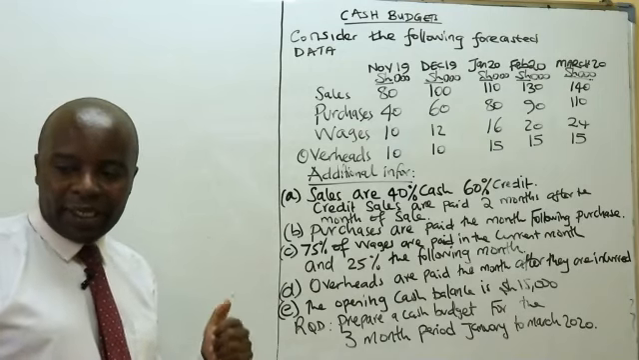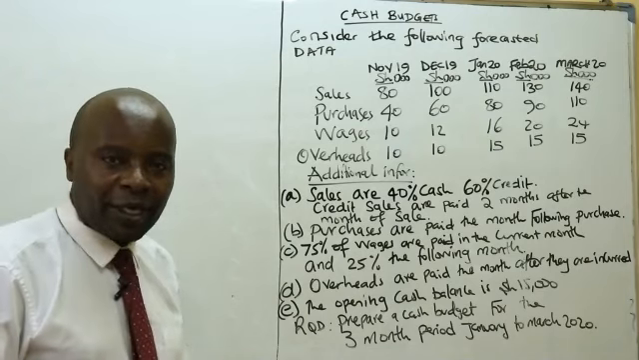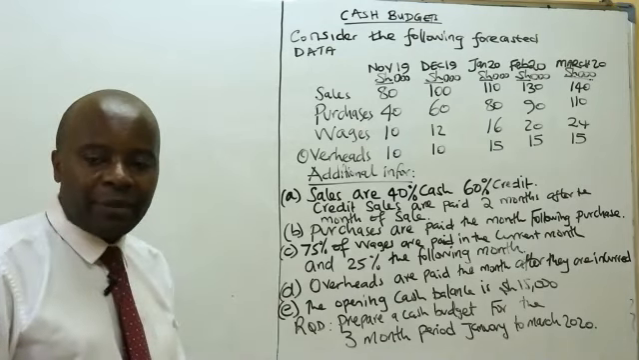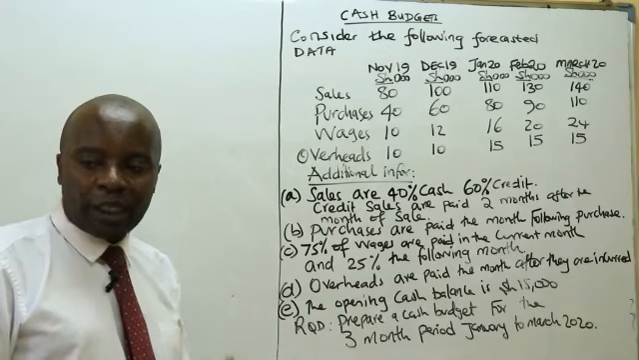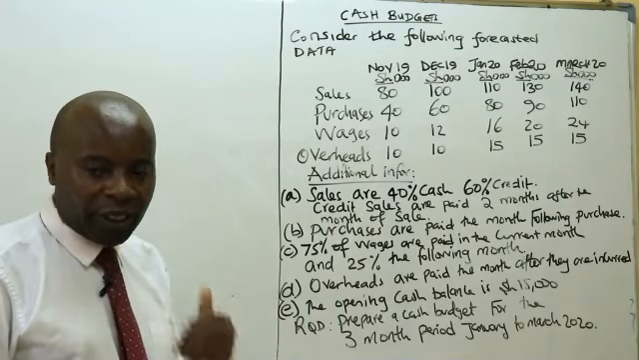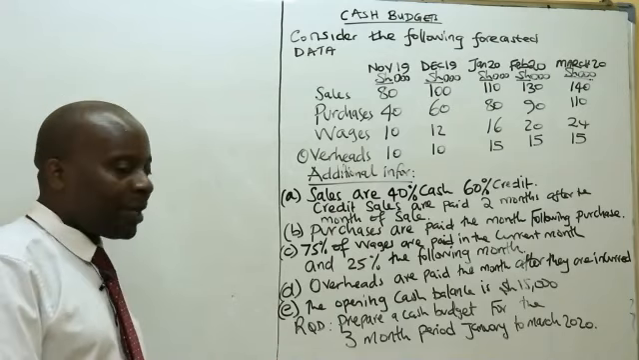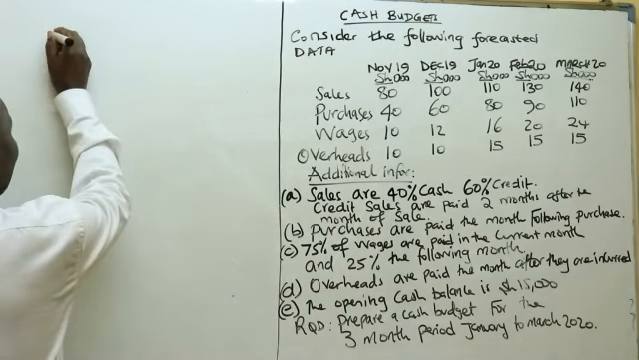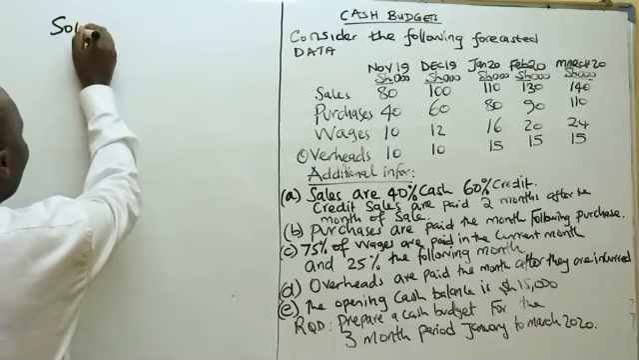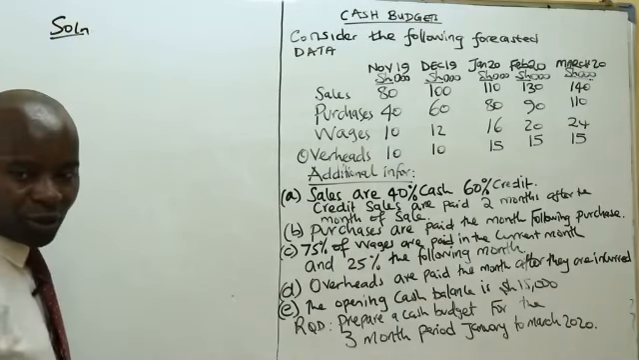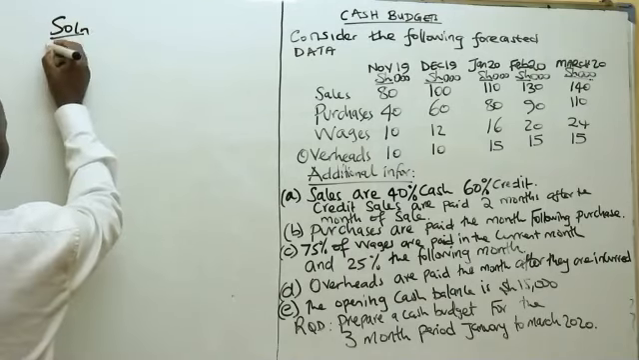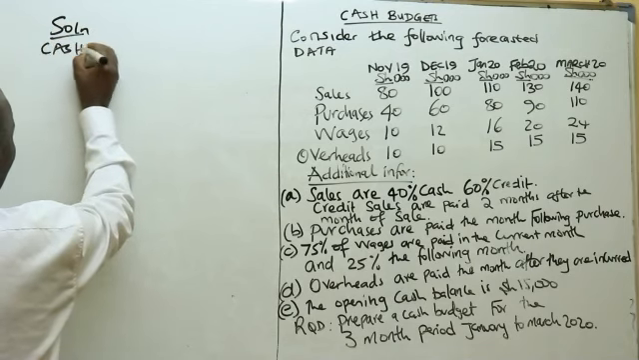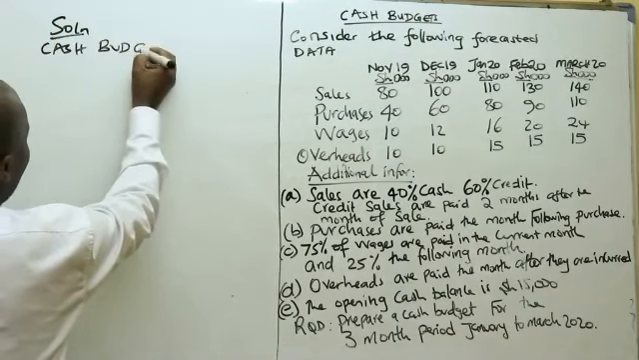So if we get this kind of a question, ladies and gentlemen, how shall we be able to tackle it? What shall we do to be able to say, really, we have done a cash budget very well? So mention there right away, cash budget. So solution. We have our cash budget here.